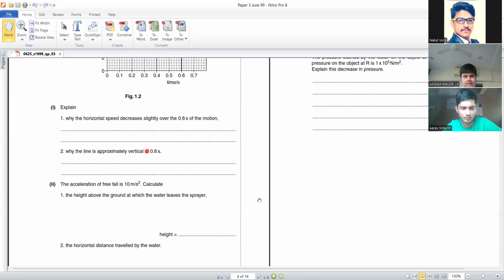So, what is the velocity when it is hitting the ground? If it is accelerating at 10 meters per second squared, the velocity will be acceleration multiplied by the time for which it was in flight. So 10 times 0.6, that is 6 meters per second. It hit the ground at 6 meters per second.